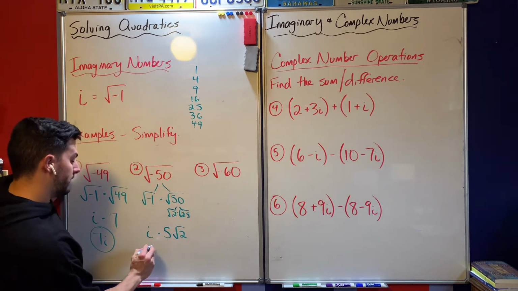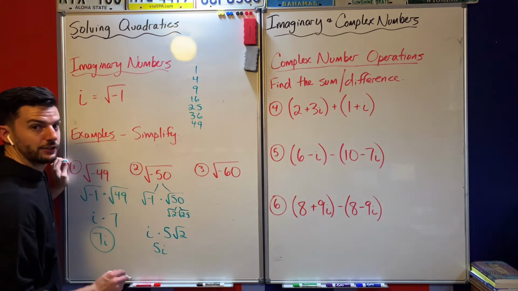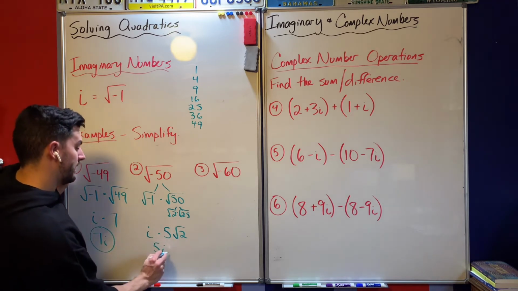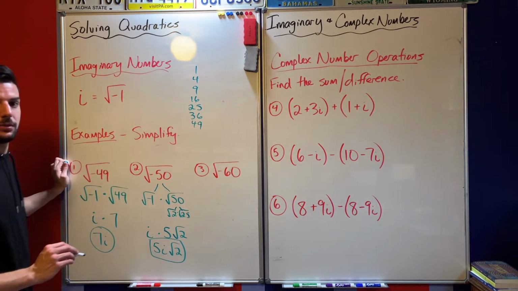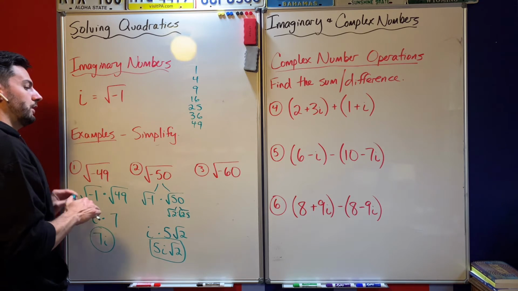So finally writing it, I'm just lumping the 5 and the i together, just like how we do with a variable. We write the number first, then the i. So 5i times the square root of 2 would be the simplified version of that. Okay, cool.